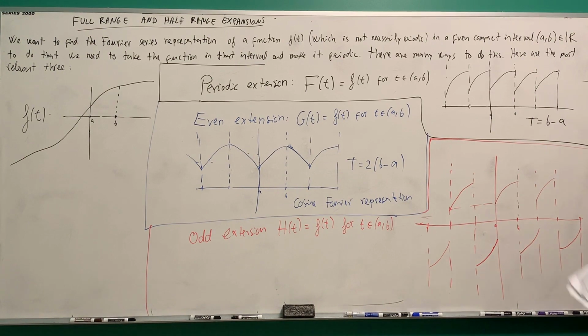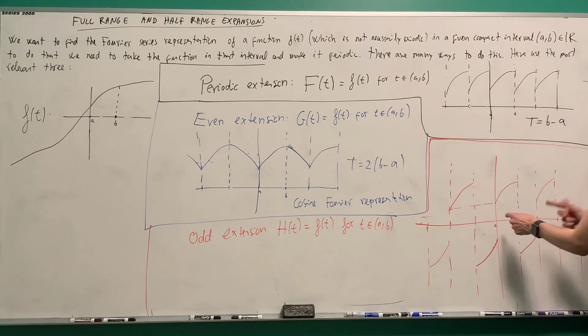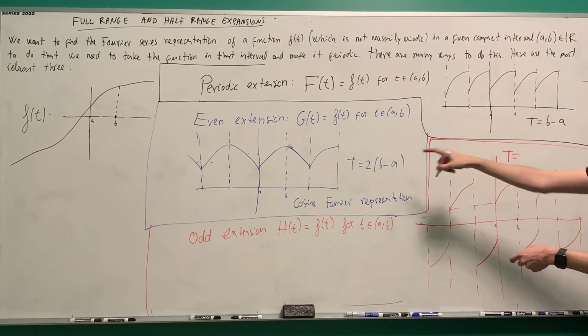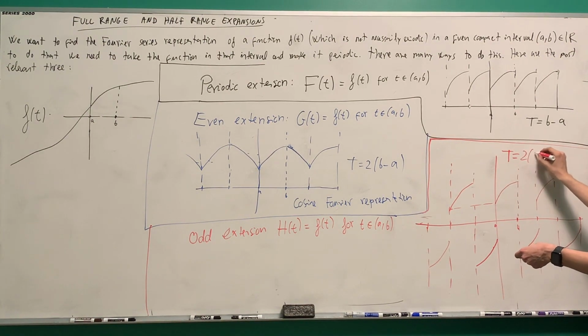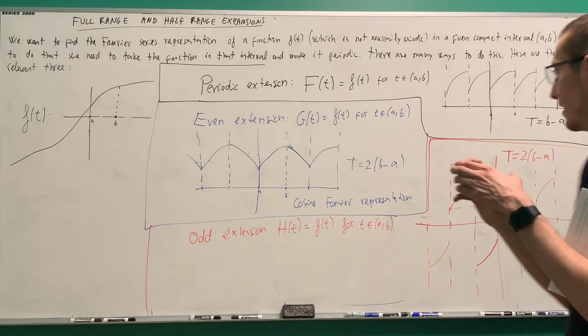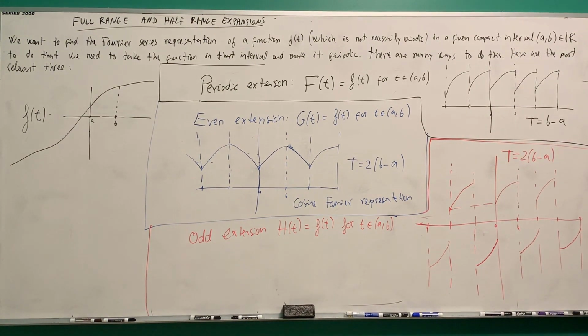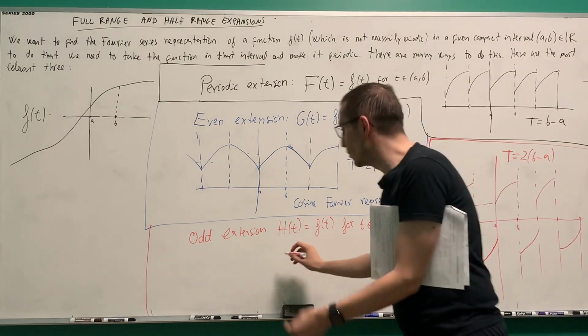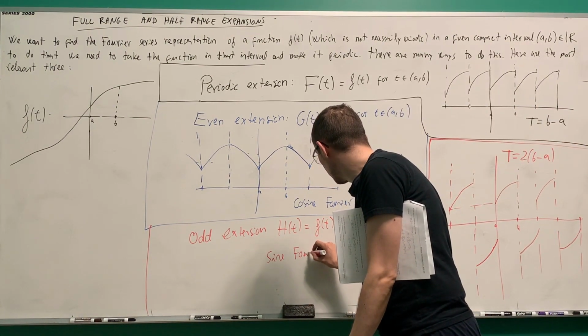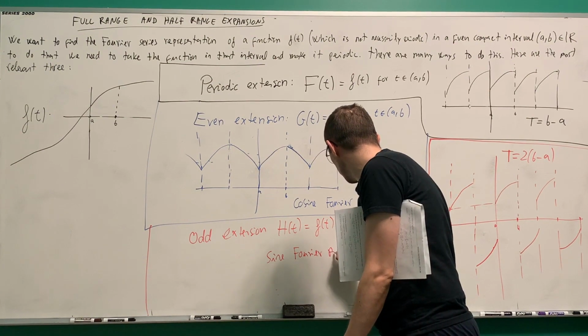What is the period of this one? Again, this is what repeats, you see? This one repeats, this one repeats. So the period is, again, same as for the even extension, is twice b minus a. So the period of the periodic extension is smaller than the period of the odd and the even extensions. This one will yield the sine Fourier representation.